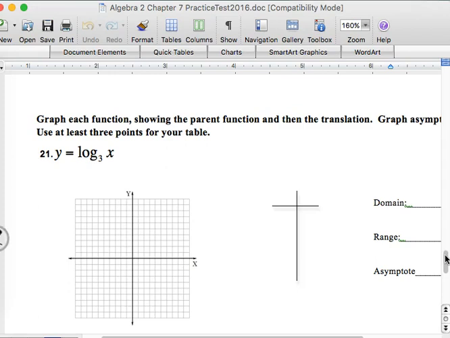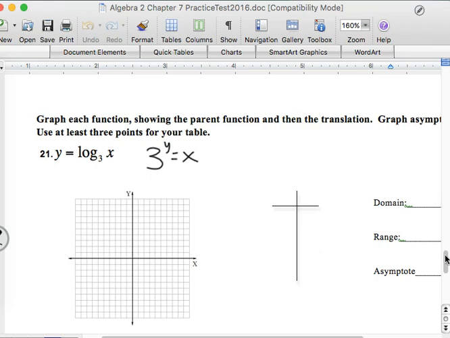Oh, maybe I heard you right. Say it again. 3 to the y equals x. Okay. I thought you said 3y equals x. Well, I was thinking that, but I said it. Okay. Thanks, Joe. This is the parent.